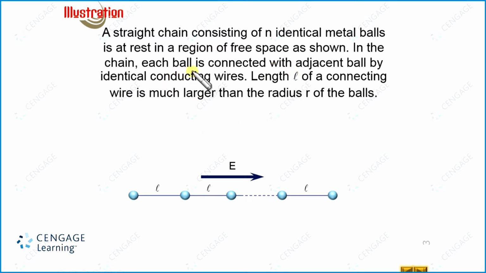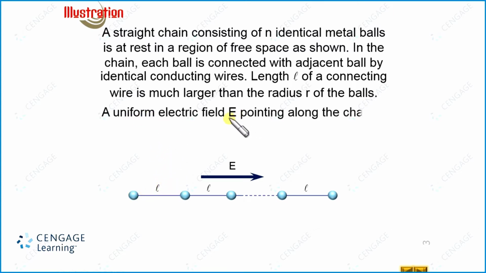In the chain, each ball is connected with the adjacent ball by identical conducting wires. These are the conducting wires, identical, having length small l. The length l of the connecting wire is much larger than the radius r of the ball. The radius of the ball is small r, which is much smaller than l.